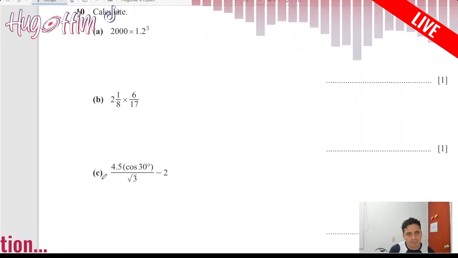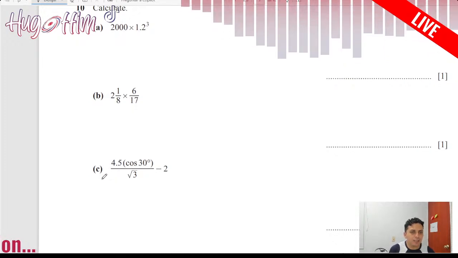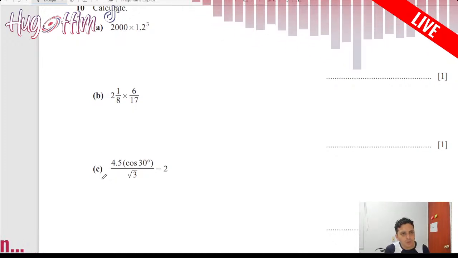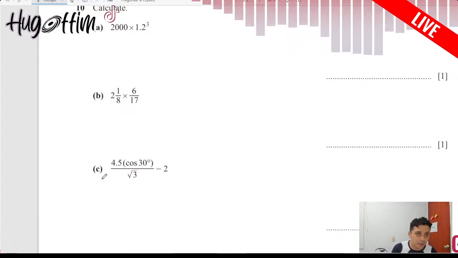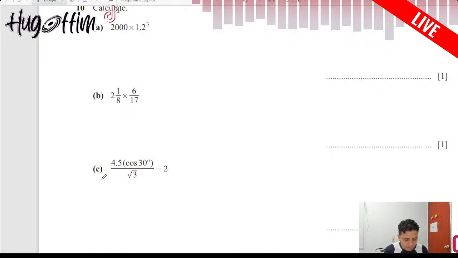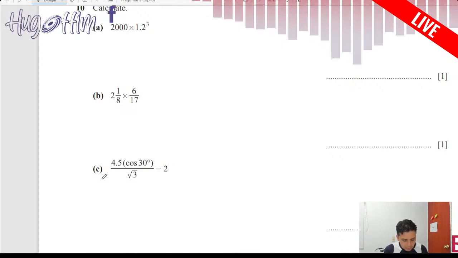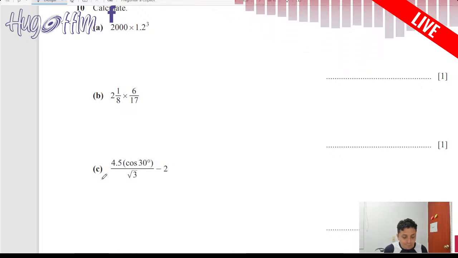Let's go to the 5th page. Calculate 2000 times 1.2 to the 3rd power. I guess that you can use the calculator here because it's only 1 mark. So I'm just going to turn on my calculator and put 2000 times 1.2 to the 3rd power.